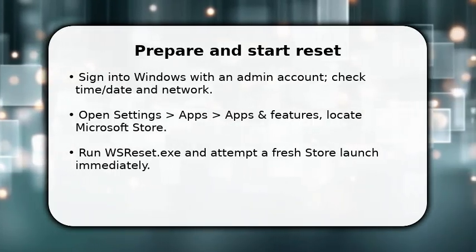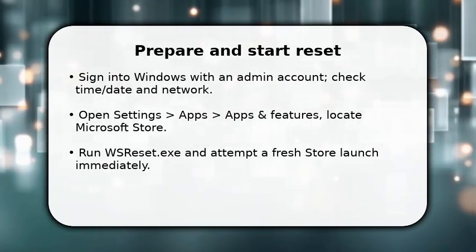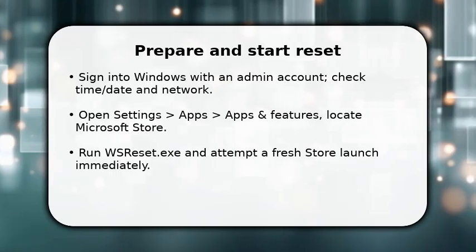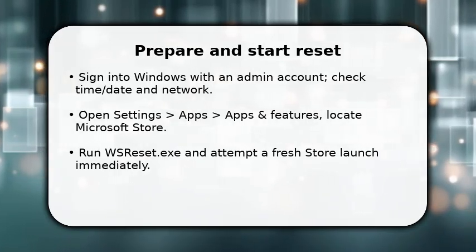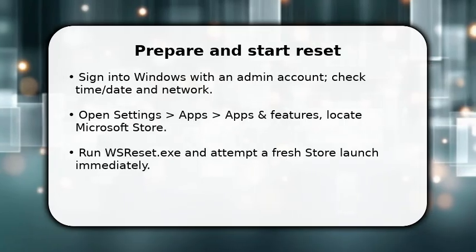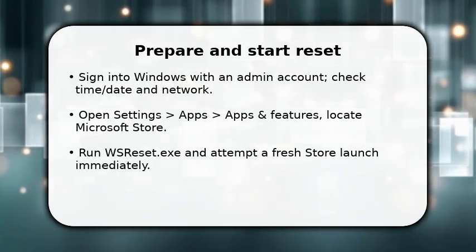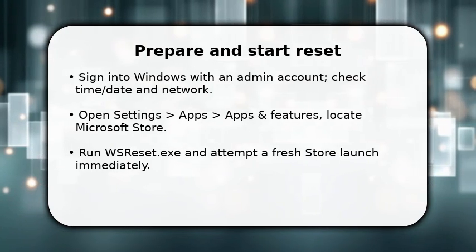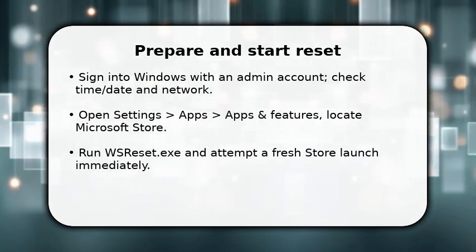Now run WSReset.exe. This clears the store cache and can release queued installs. After WSReset finishes, restart the store and try the download again. If that single reset doesn't clear the queue, you'll continue with account and service level fixes in the next step.